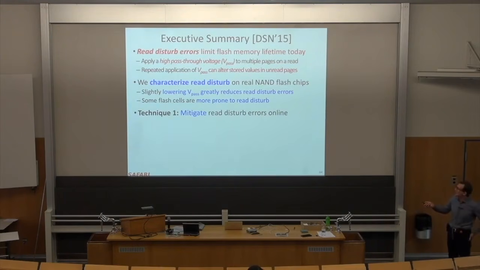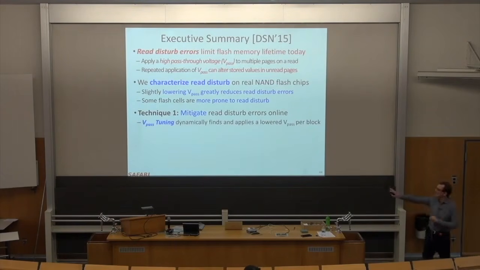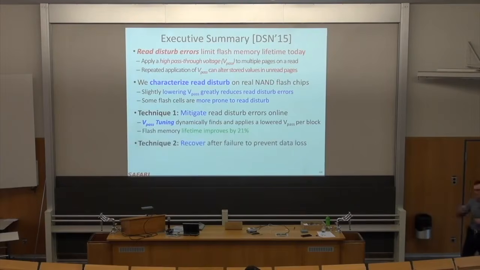One is mitigating the read disturb errors online by tuning the pass-through voltage. So we were tuning the read reference voltages. Now we're going to tune the VPass and dynamically find and apply a lowered VPass on a per block basis. And you can improve flash lifetime by 21% if you do that. So everything helps, actually. But if you keep adding these 21% everywhere, you get to a much longer lifetime. And the second technique is actually recovering after failure to prevent data loss.